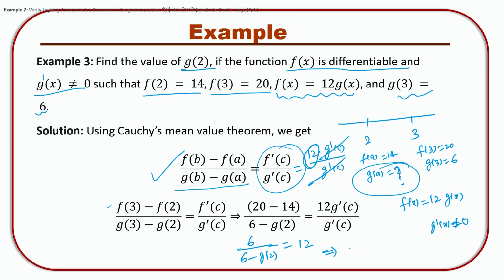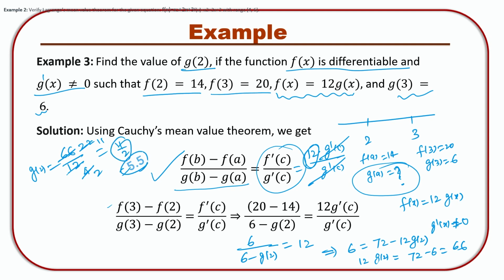So that will be 6 is equal to 72 minus 12 of g of 2. Therefore 12 of g of 2 is equal to 72 minus 6, equal to 66, and therefore g of 2 equals 66 by 12. Cancelling, 22 over 4, so this is 11 by 2, and that is your answer, 5.5, right? So the answer is 5.5.